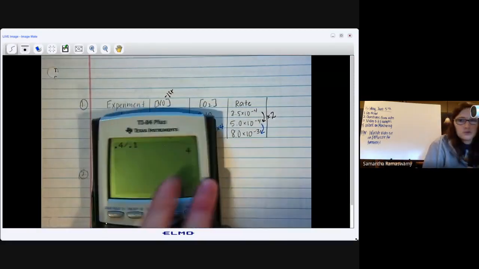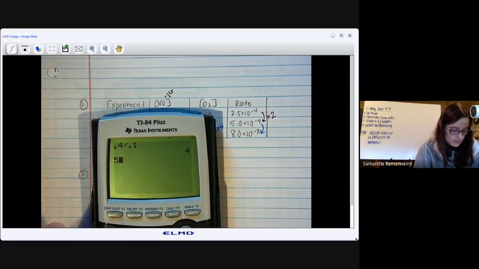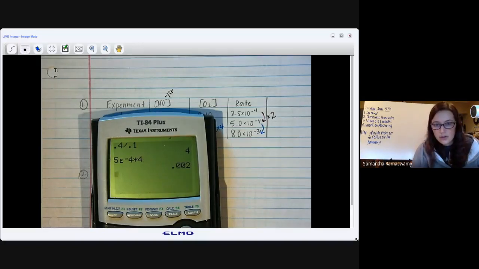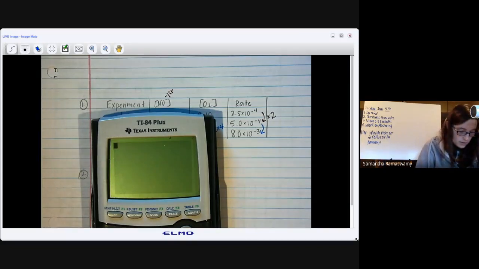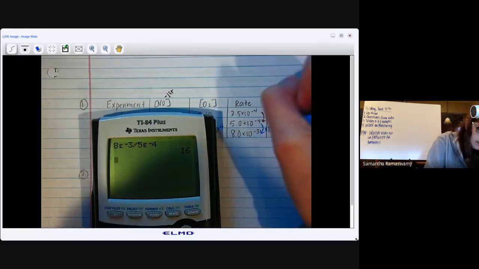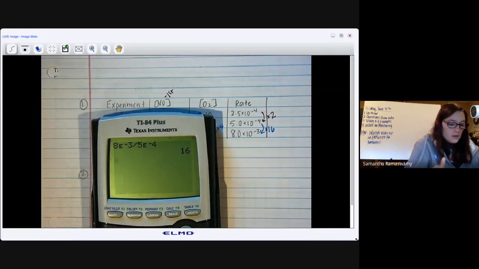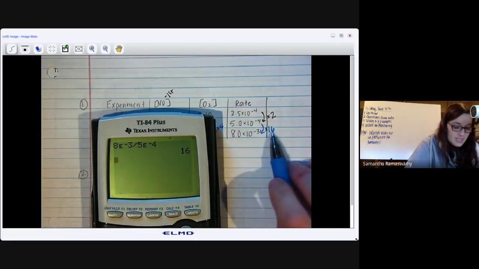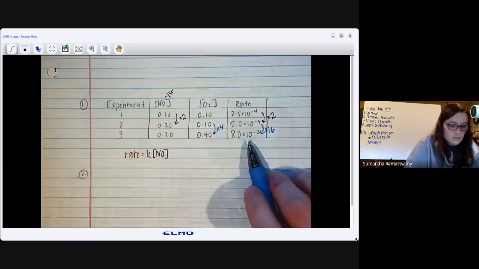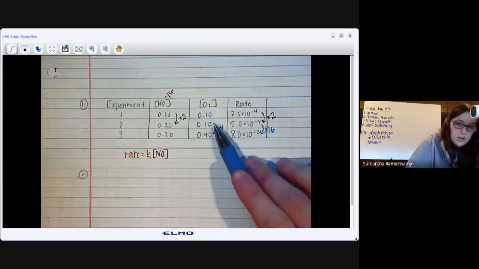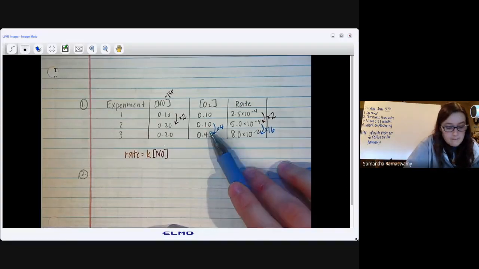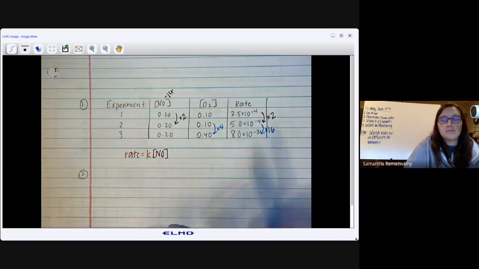Now, there's a couple ways you could do trial and error. So you could do 5e negative 4 times 4. That would tell us that it's first order, but it's not. Or you can divide. So 8e negative 3 divided by 5e negative 4, that's 16. So 5 times 10 to the negative fourth times 16 gives us 8 times 10 to the negative third. So when I quadruple the concentration, I multiply the rate by 16.